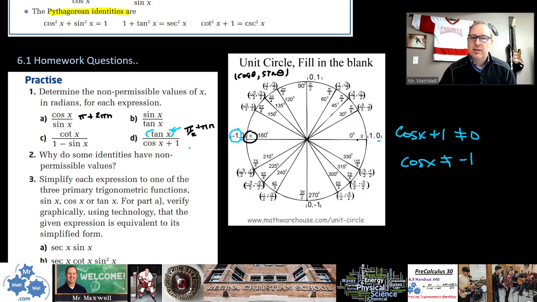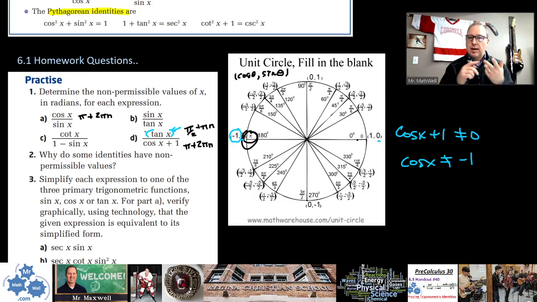So x can also not equal pi. And you could do, if you just did also pi plus 2 pi n, just to say that as well, that's fine. That gives you your pi, and it gives you your 3 pi and so on. So I think that might be everything for D as well.